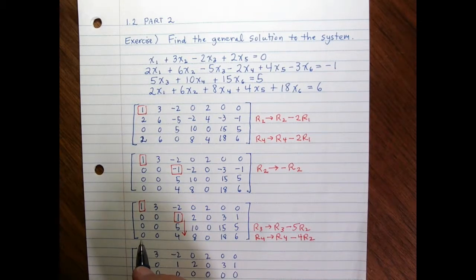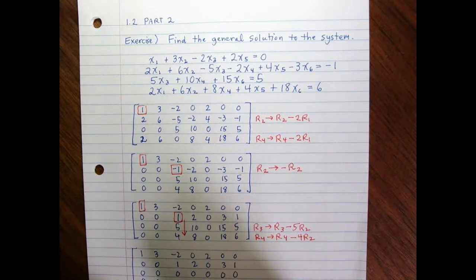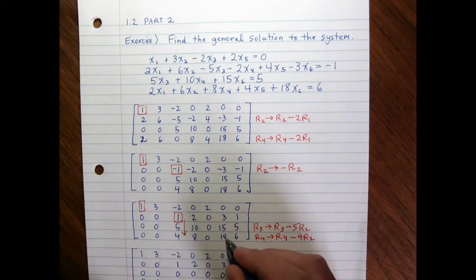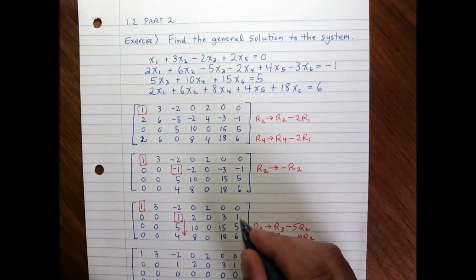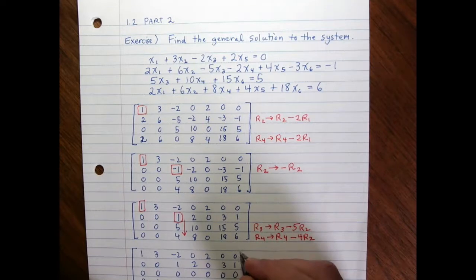Now let's do the row 4 calculation. 0 minus 4 times 0 is 0. 0 minus 0, 0. 4 minus 4 times 1 is 0. 8 minus 4 times 2 is 8 minus 8 is 0. I'll have a 0 minus 0. 18 minus 4 times 3 is 18 minus 12 is 6. 6 minus 4 times 1 is 6 minus 4 is 2.